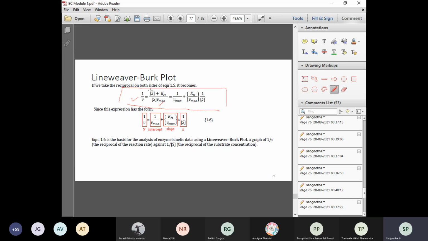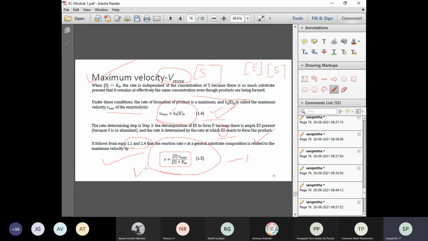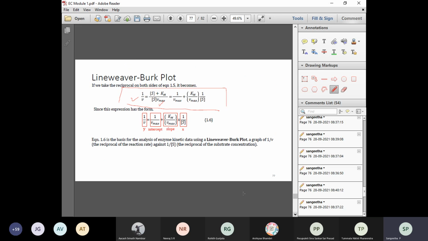If we take the reciprocal on both sides of equation 1.5, from the earlier slide, you'll get this expression, which is the reciprocal of the entire equation. It can be further written with the cancellations as 1 by Vmax plus Km by Vmax into 1 by substrate. So let us see the y-intercept, slope and x, and how we are going to do this plot.